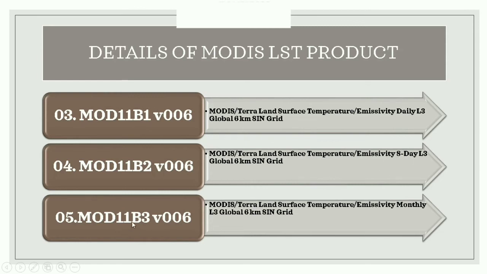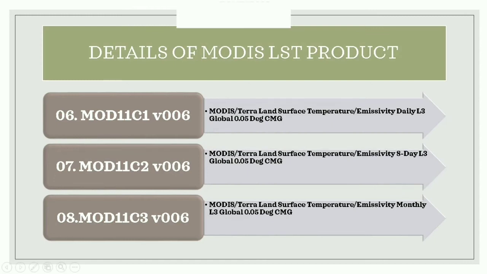Now if you see MODIS 11B3, here they are giving land surface temperature and emissivity monthly. Resolution in all three products is the same. One is giving daily, another is giving every 8 days, and another product is giving monthly. So this is the difference between these three products. So let's have a look at the next product. Here we have completed the B series. Now this is the C series.